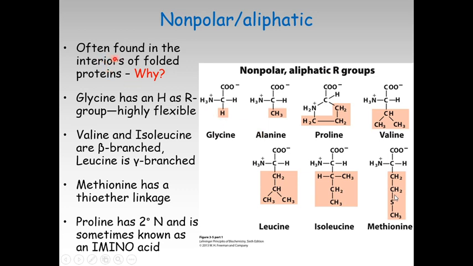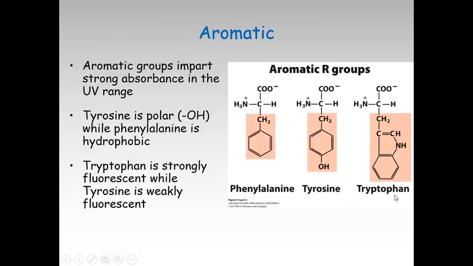Now, these amino acids, aliphatic, nonpolar, are found in the interiors of folded proteins. Why? That's a question that you need to ask yourself and answer. I will be able to help you out with this when we talk about this later on. That's an interesting question, and you know the answer because we looked at this in chapter 2. Think about it. The second group is aromatic.